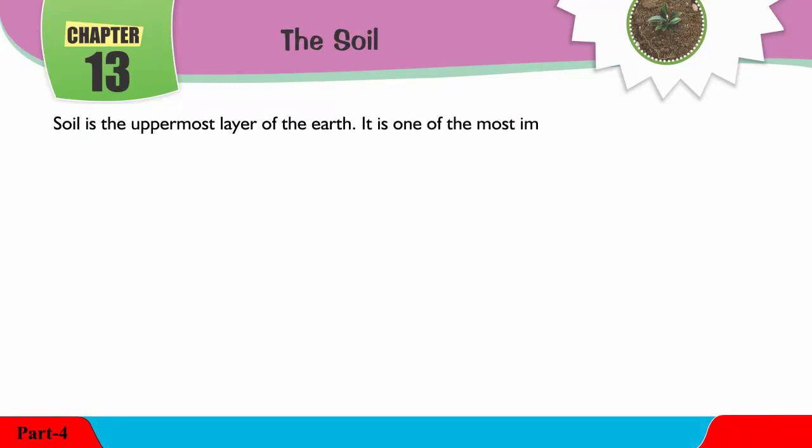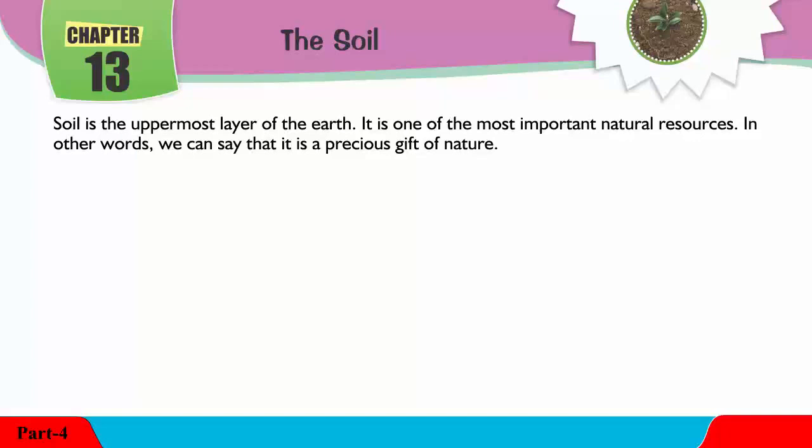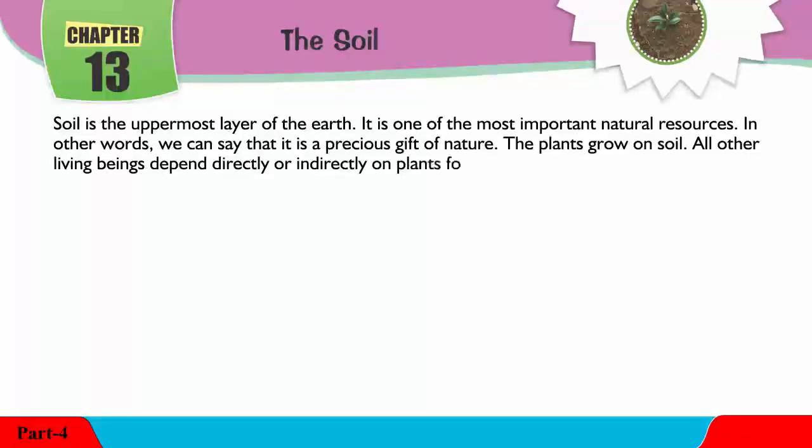Chapter 13. The Soil. Soil is the uppermost layer of the earth. It is one of the most important natural resources. In other words, we can say that it is a precious gift of nature. The plants grow on soil. All other living beings depend directly or indirectly on plants for their food. Thus, soil is very crucial for all living beings on the earth.